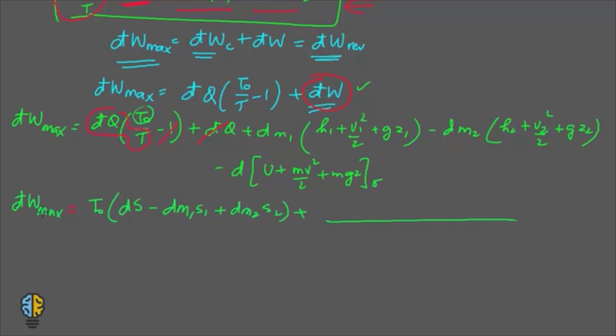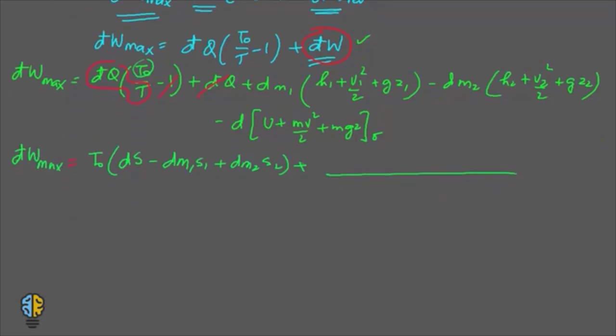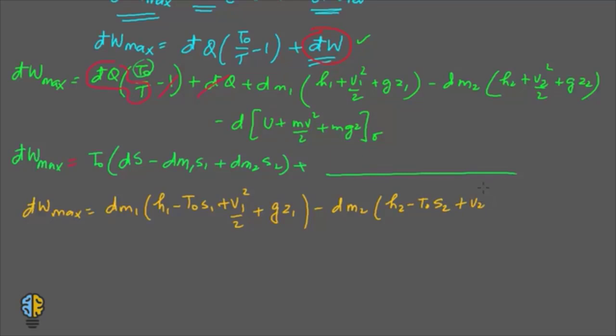So I hope you understood this expression. At the end, let me just write down the final expression that you would get after manipulating all the values, and that is what you need to remember. So that would be dW max is equal to dm1 into h1 minus T0 s1 plus v1 square by 2 plus gz1. So this is the total energy which comes into the system with the mass inflow of dm1, minus dm2 into h2 minus T0 into s2 plus v2 square by 2 plus g into z2, minus d of U plus mv square by 2 plus mgz, and this is for the control volume sigma.